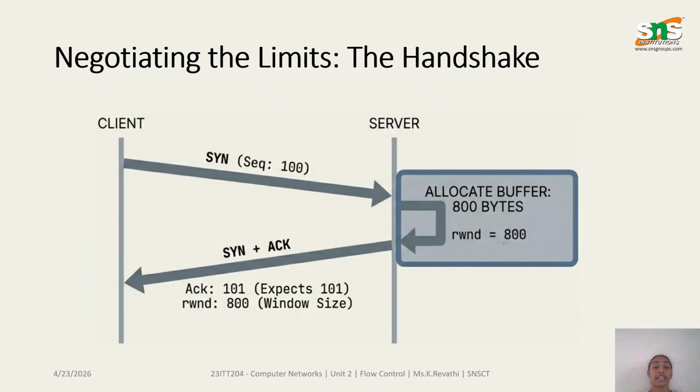Next is connection setup. Already we know that TCP is a connection oriented protocol, and it also ensures that the connection is established between the sender and receiver before the actual data transmission. And the first is the handshake process. Before data transfer starts, TCP performs a handshake. During this, sender and receiver negotiate the window size, and initial limits are set by both the sender and receiver. This ensures smooth and controlled data transfer from the beginning.